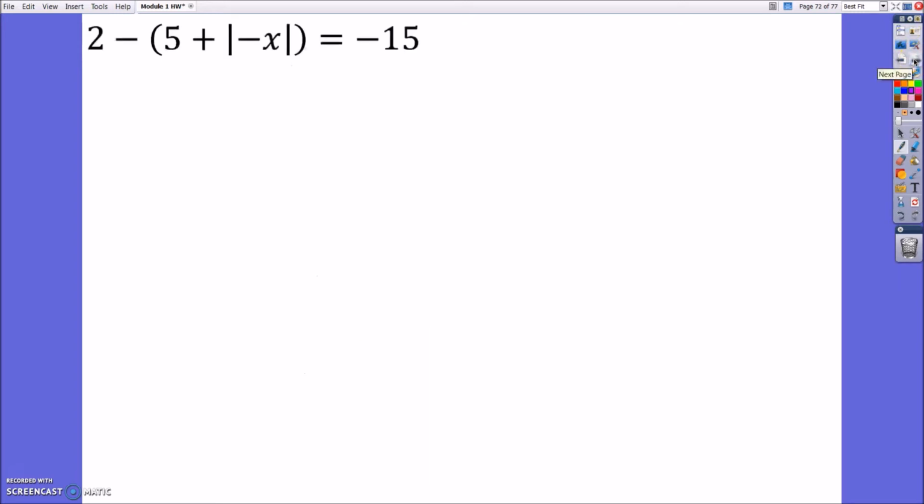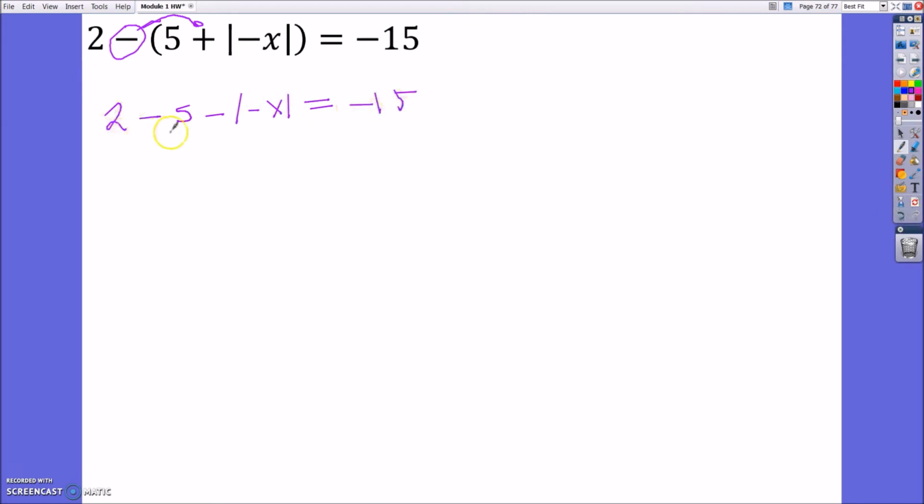All right, so let's go ahead and look at this one now. It is 2 minus the quantity of 5 plus the absolute value of negative x is equal to negative 15. All right, so the first thing we want to do here is distribute this negative to the 5 and to the plus absolute value of negative x. This would give me 2 minus 5 minus the absolute value of negative x. We don't need parentheses now. And that's going to equal negative 15.